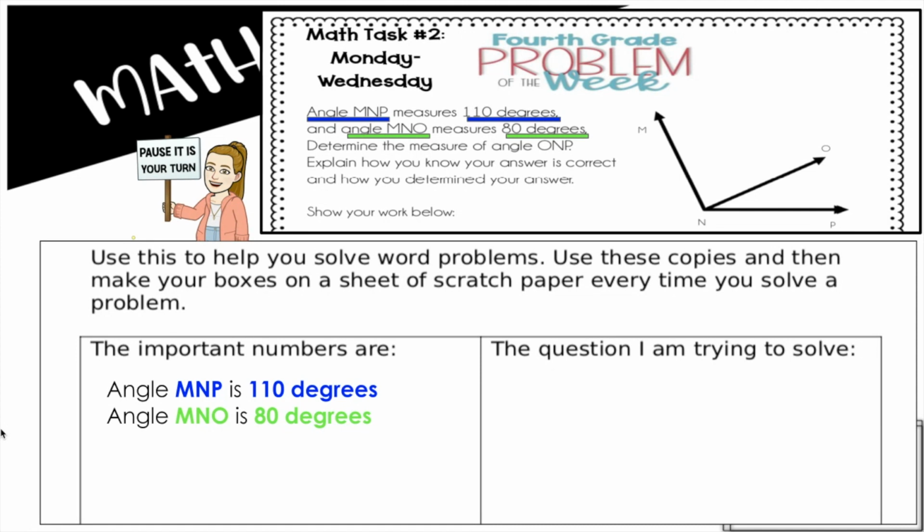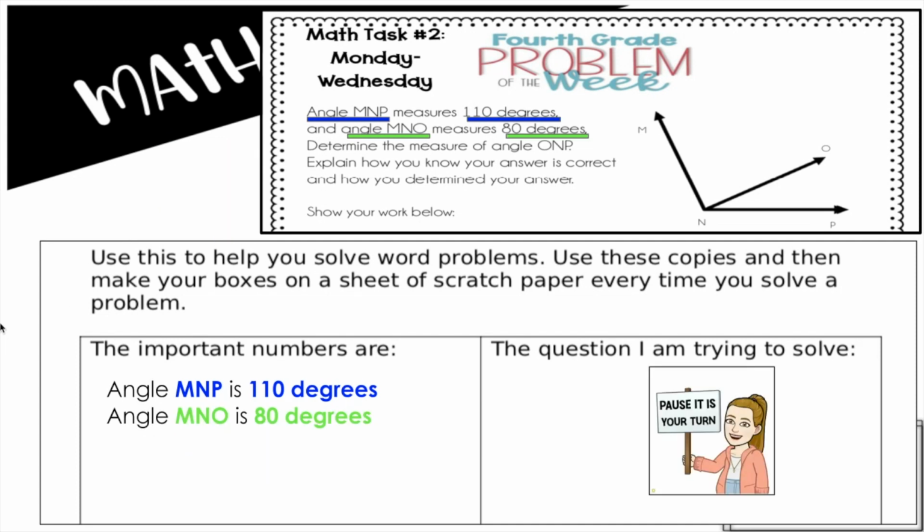So I have both these angle measures, and I have the name of that angle, which is important because look at all these letters over here. I need to make sense of what I'm talking about, what I'm working with. And how am I going to do that? I have to know which angles and which numbers go with which angles. So that being said, I have both that down, and I'm going to keep moving. Now, I know there's no more numbers left in here. I now know that the end says determine the measure of angle ONP, explain how you know your answer is correct, and how you determine your answer.